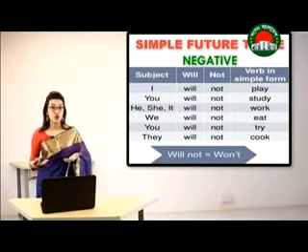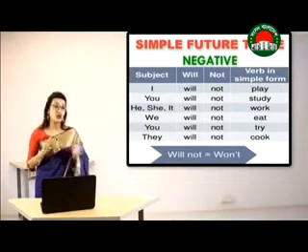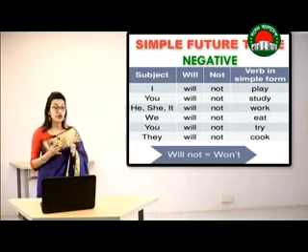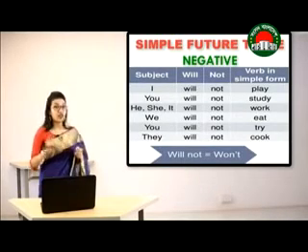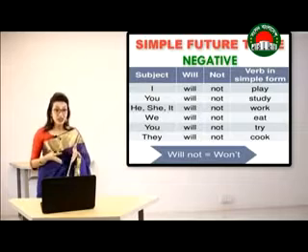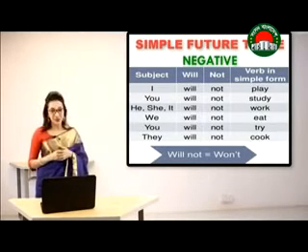They will not cook. In all these cases, if you want to use the short form or the contraction, you can use won't. So will not is equal to won't. You can use won't in this place also, but if you use it, do not forget the apostrophe.